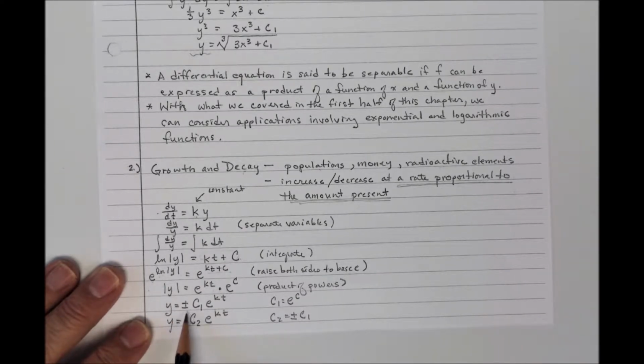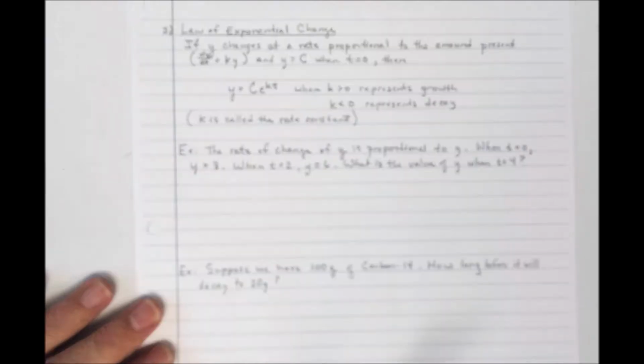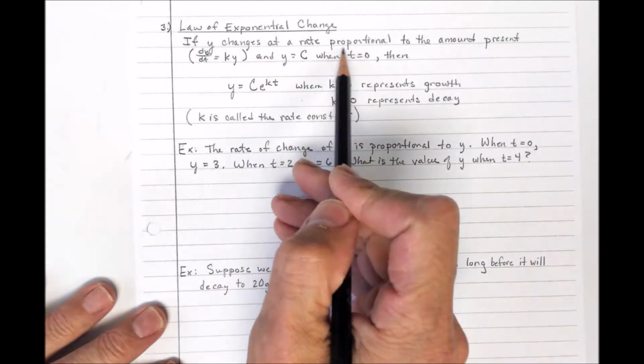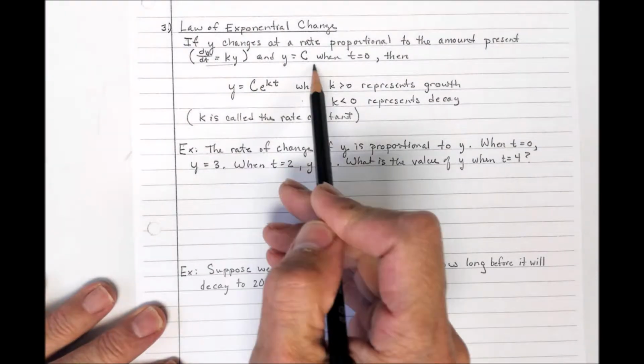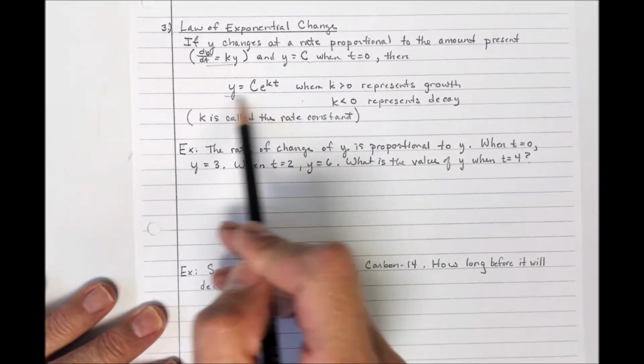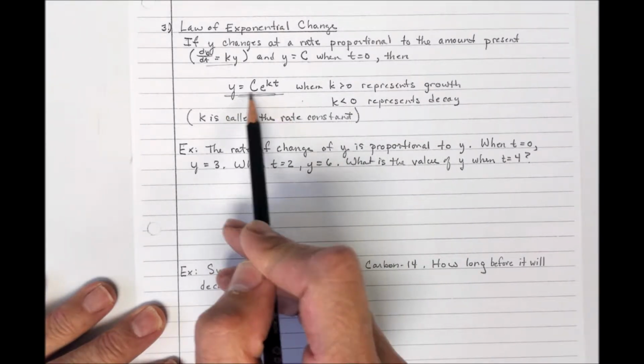Normally, they're going to give you an initial condition here so that you can determine if it's plus or minus, but I'll just write all of this as c sub 2, and then you'll hopefully see here that the law of exponential change, if y changes at a rate proportional to the amount present, that's this guy, where y is c when t is 0, then it looks a little bit like y equals c e^(kt).